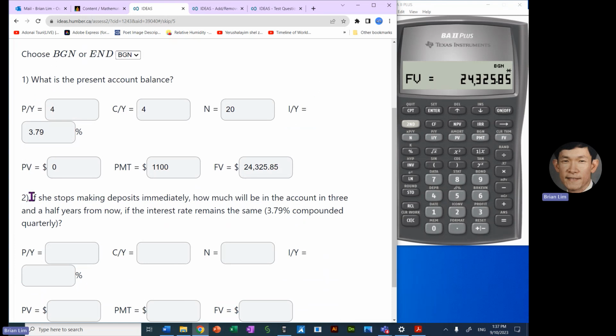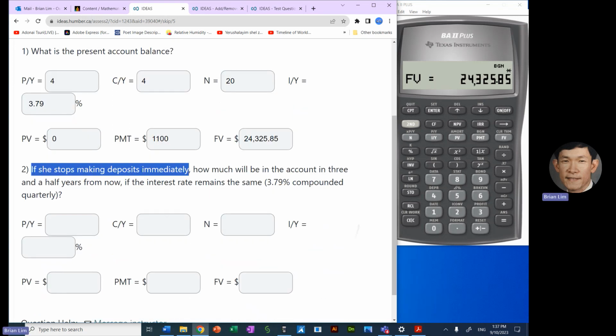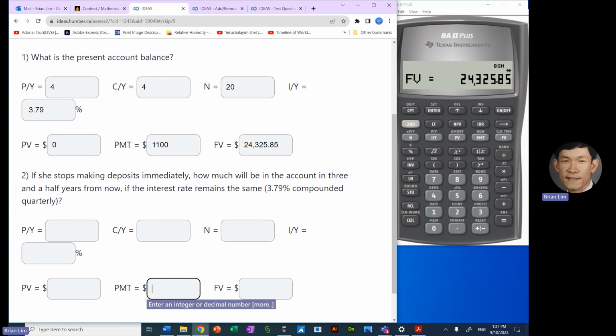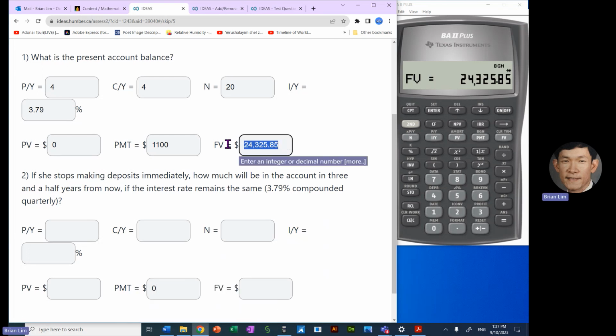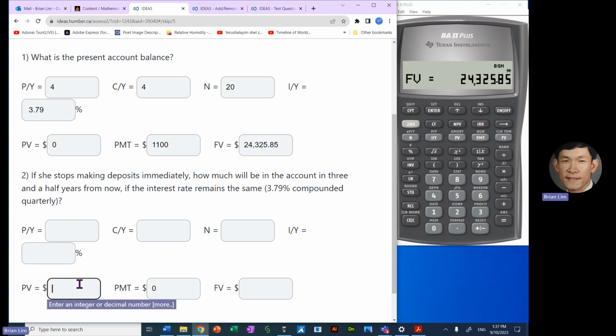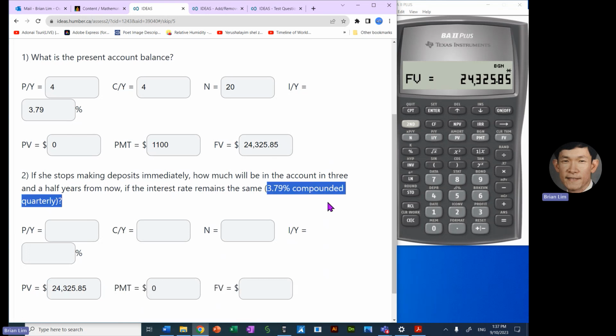Okay, now here we go now. If she stops making deposits immediately, so what does that mean? It means that the payment will be 0, correct? It's a stop of the deposits. And also now this future value will become the present value for the next part of the calculation, right? Good. Stops making deposits, how much will be in the account in 3.5 years from now? Interest rate remains the same, 3.79 compounded quarterly.